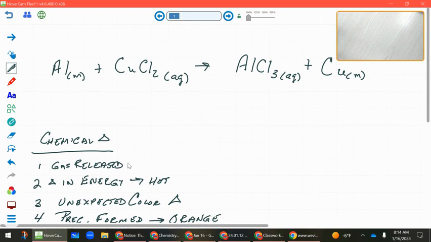So let me ask you this for this one. If a gas is released, this is a chemical reaction up here, ladies and gentlemen. Aluminum, Al. What does the M stand for? No, M does not stand for aluminum. Think about it. Aluminum. Metal. Oh, M stands for metal.